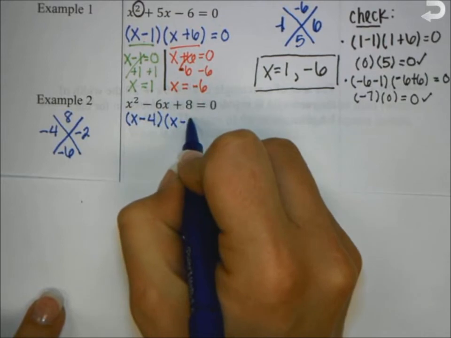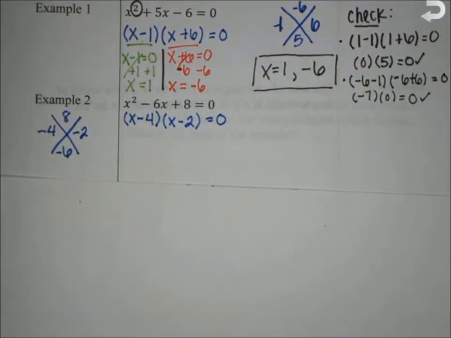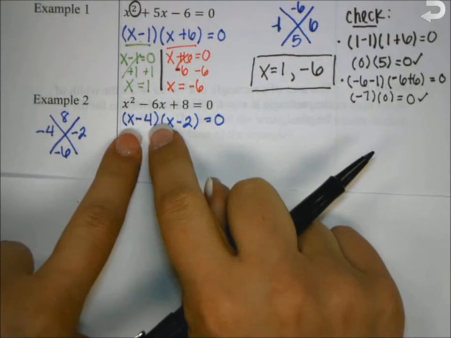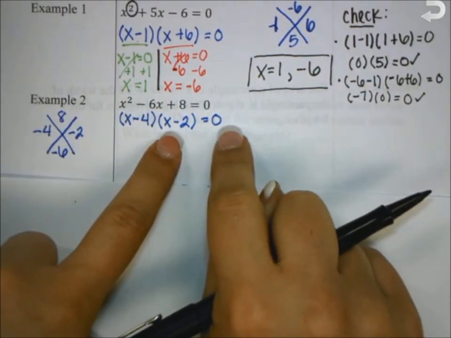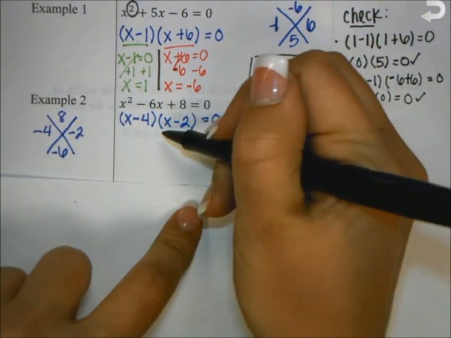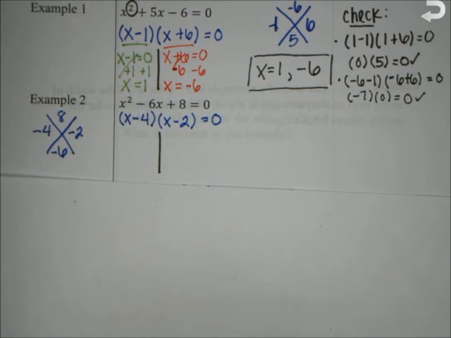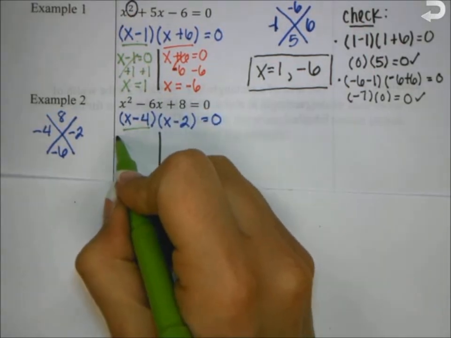So that's telling me that when I multiply this guy by this guy, I'm getting 0. So what do I know about one of these guys? One of them is 0. So we have to set both equal to 0. So I draw a line down the middle to keep my work separate. And then I'm going to apply the 0 product property, which means I set X minus 4 equal to 0. And I set X minus 2 equal to 0.